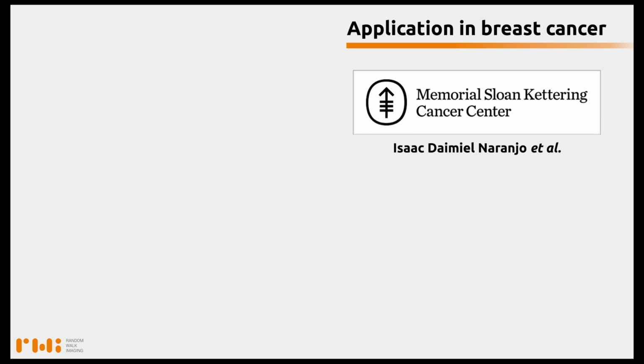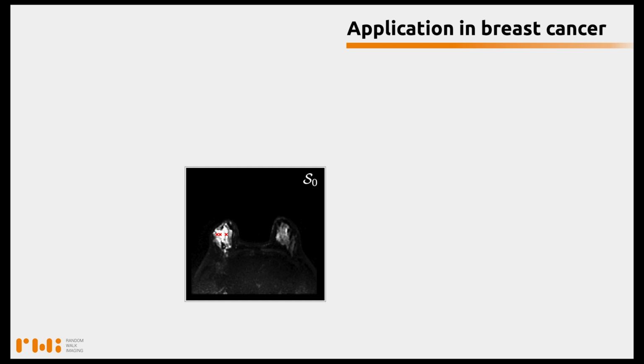For this, I'd like to acknowledge our collaboration with the Memorial Sloan Kettering Cancer Center in New York, and in particular the work of Isaac Daniel Naranjo. This is a non-diffusion weighted signal map of a breast seen from top. Without being able to see it, there's actually a breast tumor here.